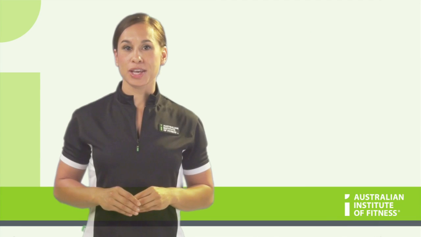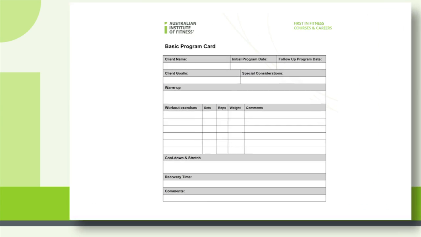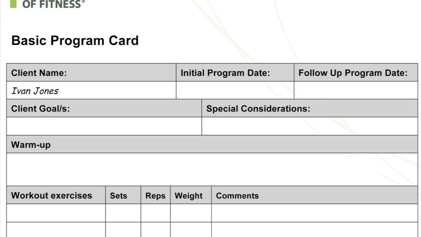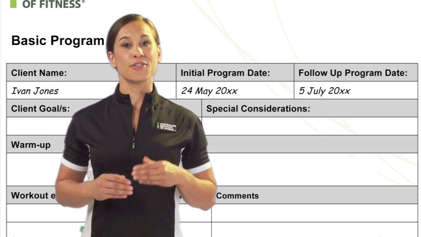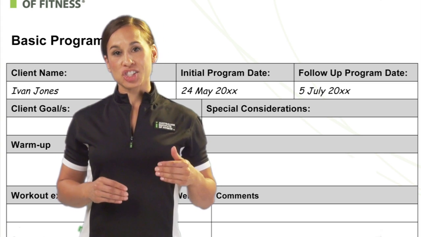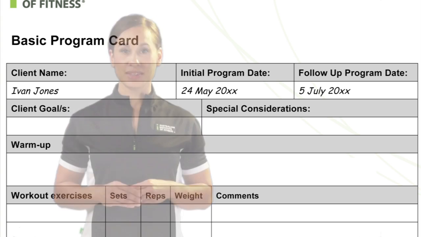Let's refer back to the completed strength session program card. When starting to write your program, it is best to be systematic with your approach. Start by filling in the client's details and their start and follow-up date. Recall that if you are writing the program for a beginner, then the follow-up program date should be about 6 to 8 weeks' time. This changes if you are dealing with an intermediate or an advanced person.